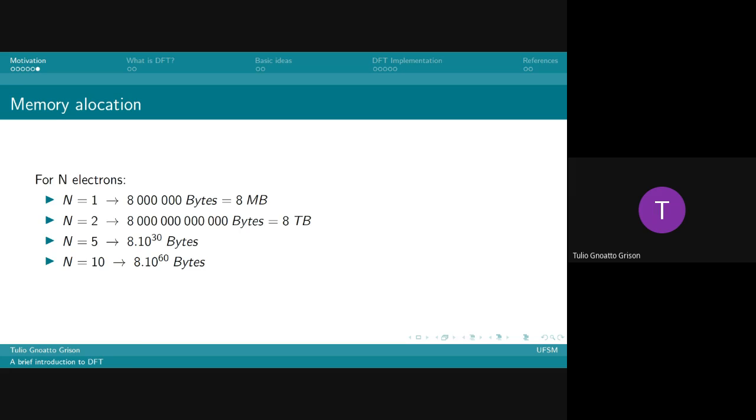For 5 and 10 electrons, we would already have the need for this amount of memory. Imagine for a carbon dioxide molecule, for example, 22 electrons, or even a gold nanocluster, which has more than 8,000 electrons. Therefore, other approaches are needed to solve the many-body problem. And one of the options we have today is what we call density functional theory, or DFT, which we'll talk a little more about now.